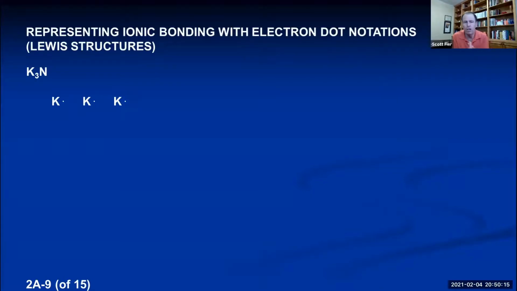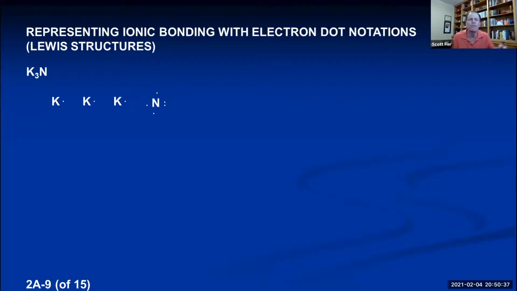And nitrogen's in the 15th column, which means five valence electrons, first two go together in the S sublevel, and then the three other ones go in unpaired P orbitals like this. So I've written all the atoms that will eventually make potassium nitride, the compound K3N, but this is not the electron dot representation of the compound because I'm not showing ions.